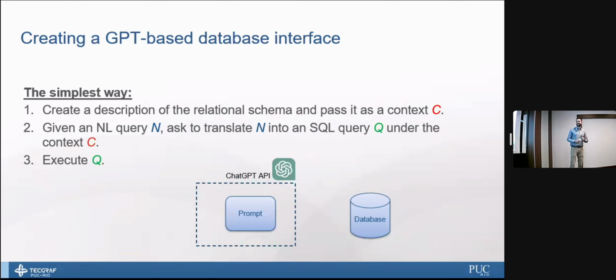Okay, so the easiest way to create a GPT-based database interface is to first create a description of the relational schema and feed that to the prompt. And by the time we have the natural language question from the user, we also feed that to the prompt. And then we ask ChatGPT, given the schema description and given the question from the user, to provide the SQL query to the database. Right, so that's the easiest way.